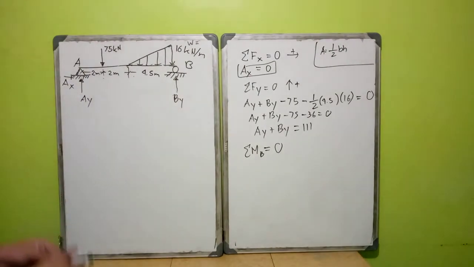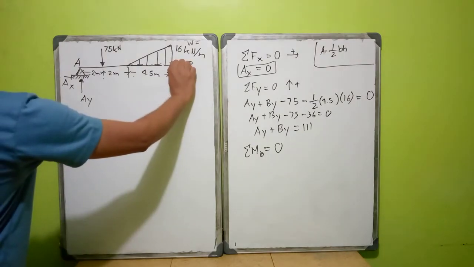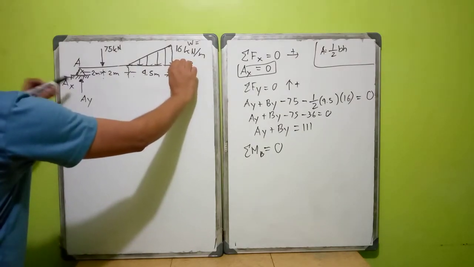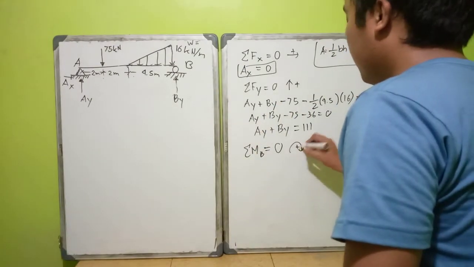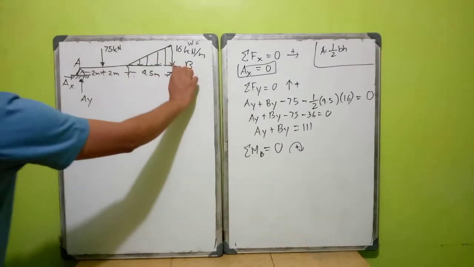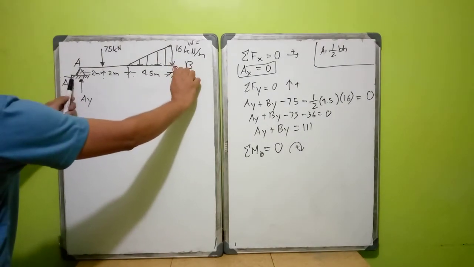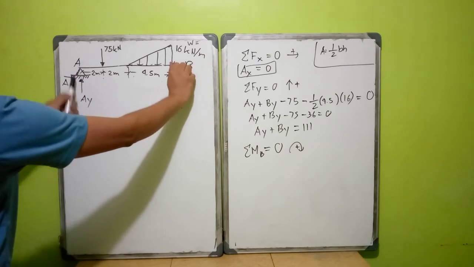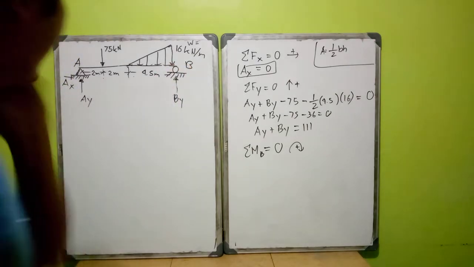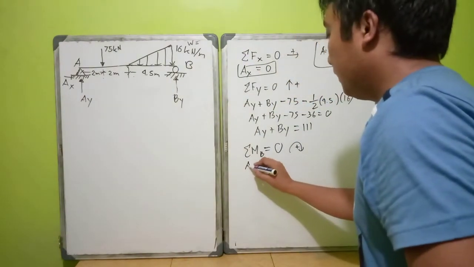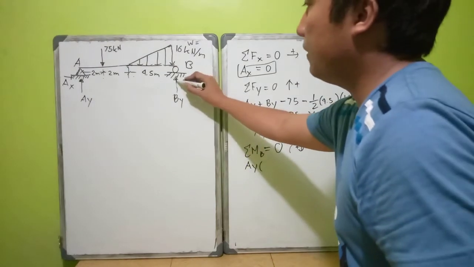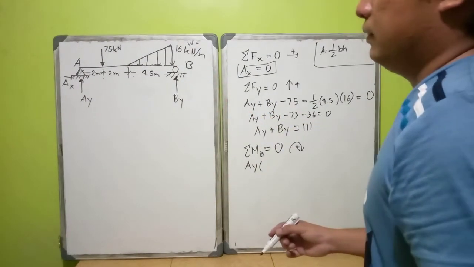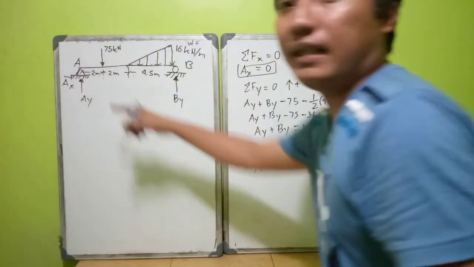Okay. So since B is your fulcrum or steady point, everything rotates. So let us assume a direction for your movement. Let us say counterclockwise as positive. If B is your fulcrum, your Ay will rotate relative to B counterclockwise. So your Ay is positive. So Ay times, relative to B, Ay times the moment arm.